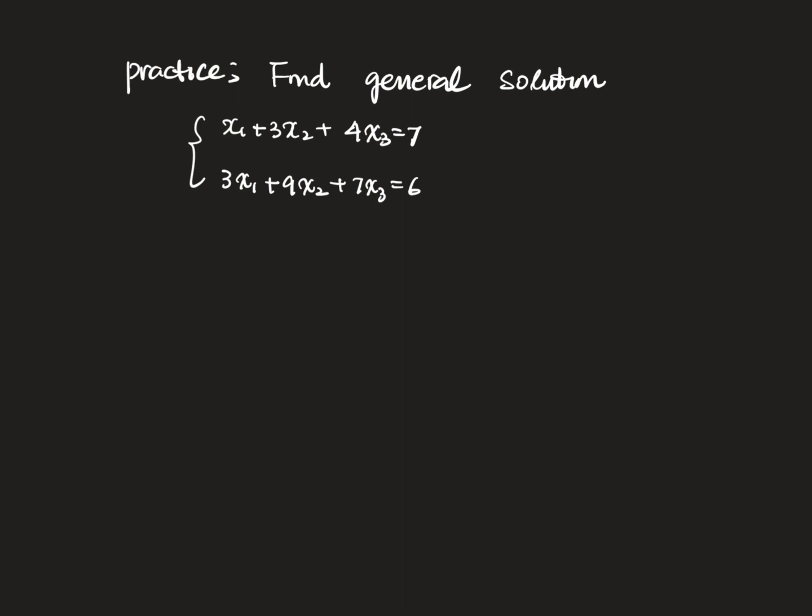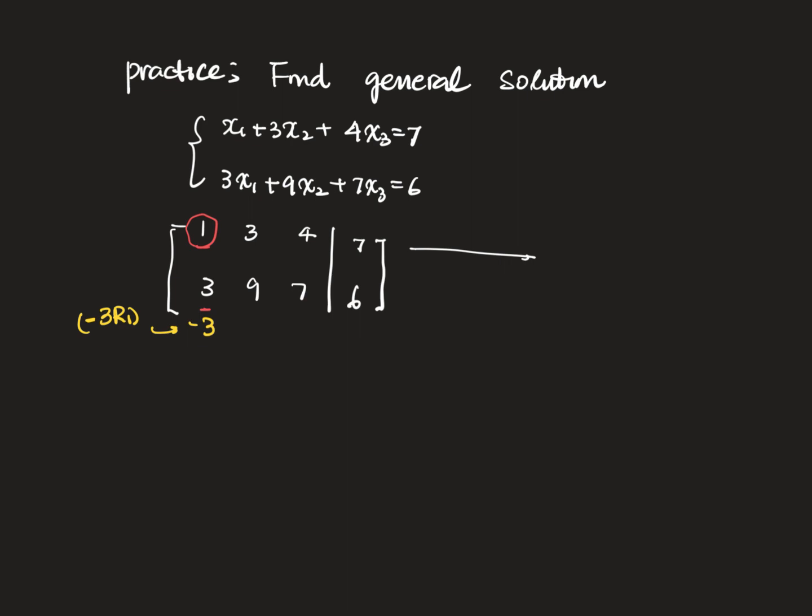We're going to start with the augmented matrix. The augmented matrix is 1, 3, 4, 7, 3, 9, 7, 6, right there. The pivot is right there. Here is 1. We have no trouble. You're going to make this one 0. So you need a -3. So you have -3 times R1 right there, add to R3. Let's do that operation. -3R1 plus R3 goes to R3.